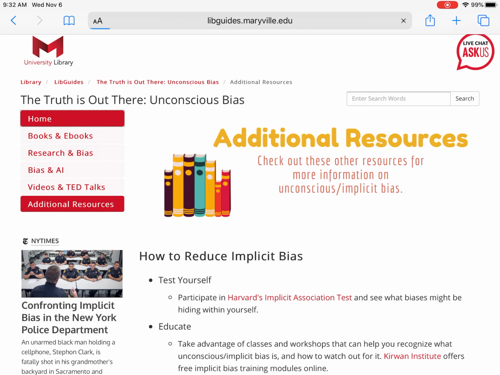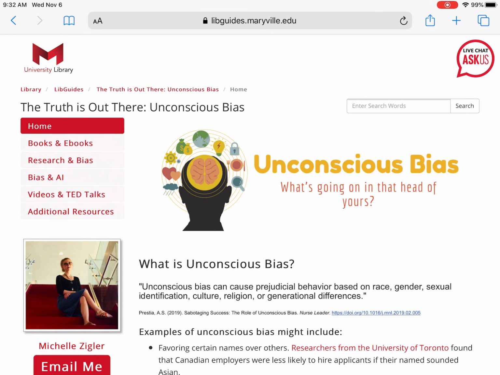If you haven't checked out the rest of the information on the guide, please do. But hopefully this has given you more information about the truth of unconscious bias, what unconscious bias means, and how you can look out for it yourself.